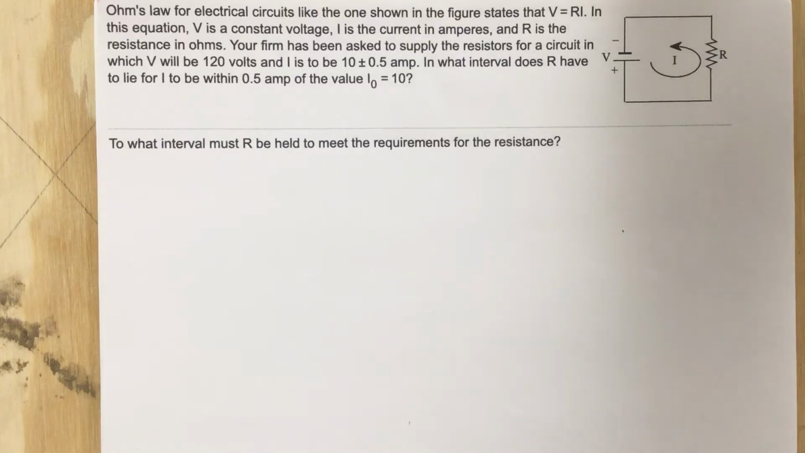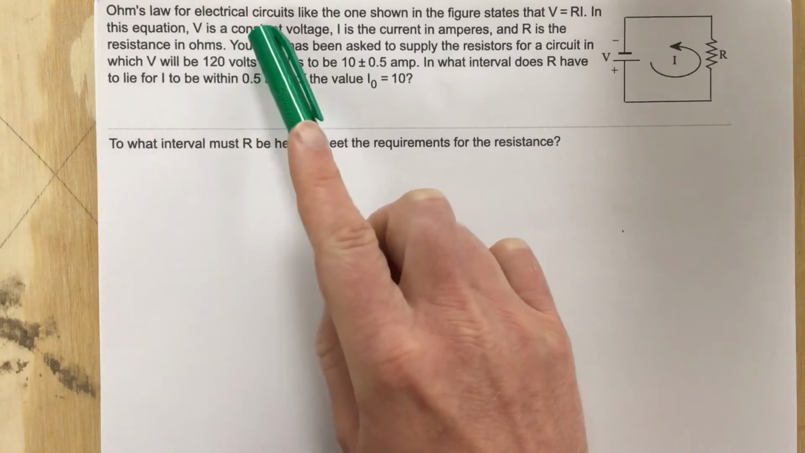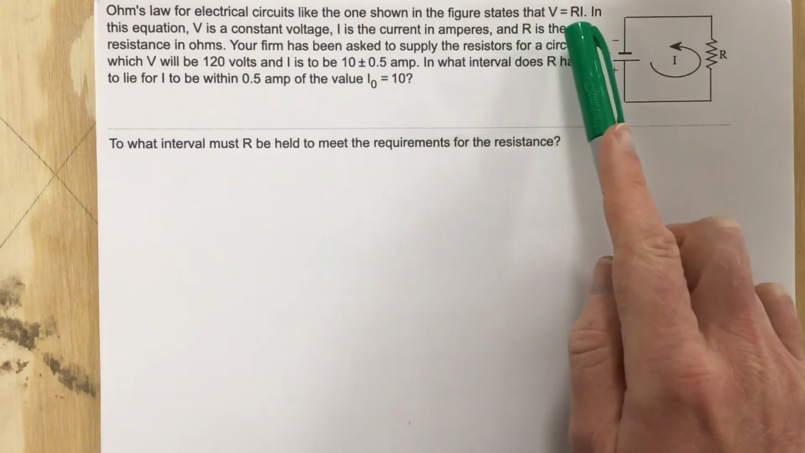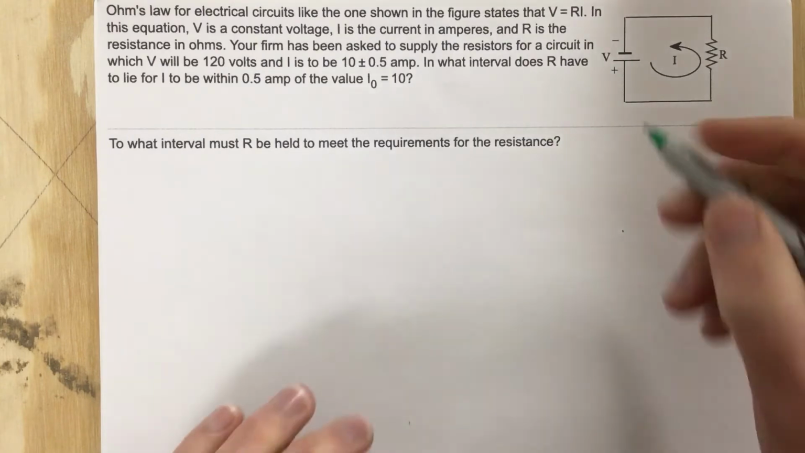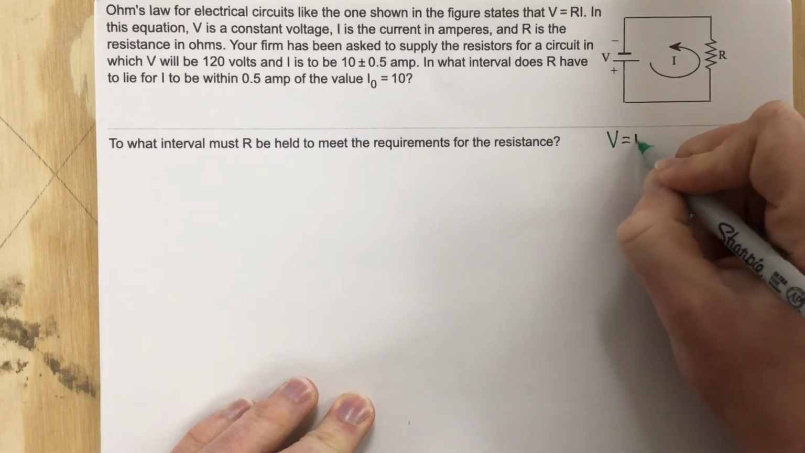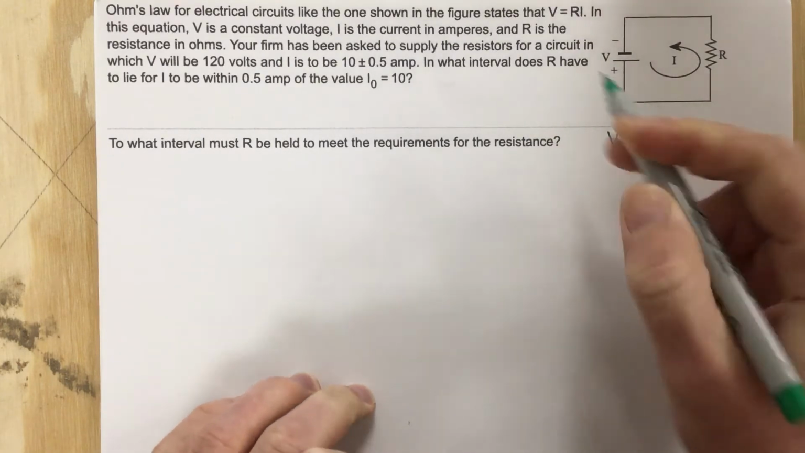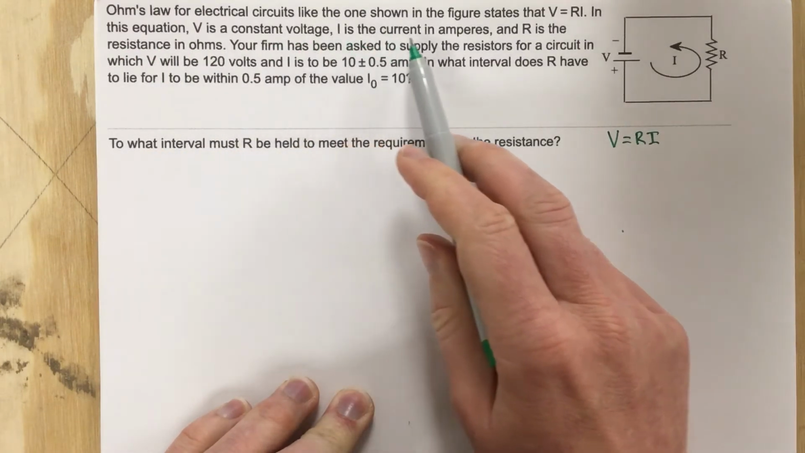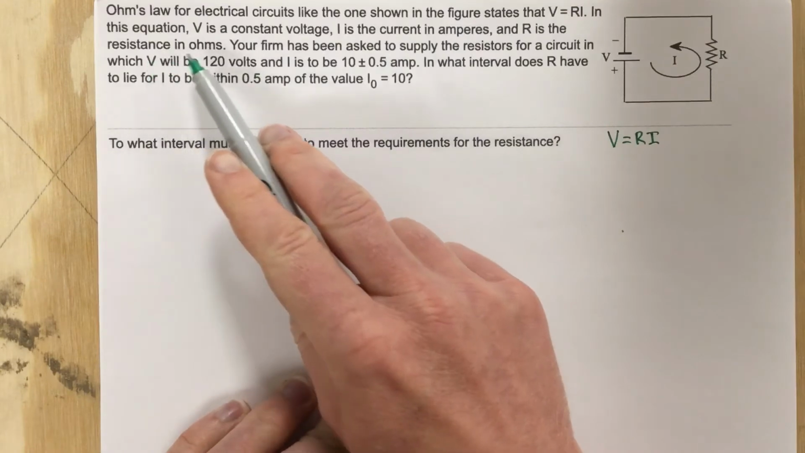This is problem number 10 for section 2.3. In this problem it says Ohm's law for electrical circuits, like the one shown in the figure, states that V equals Ri. So we're going to write that out here. V equals Ri. In this equation, V is the constant voltage, I is the current, R is the resistance in ohms.